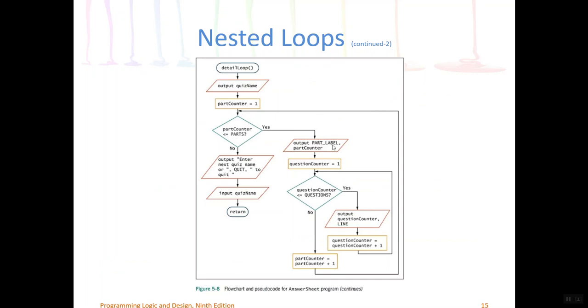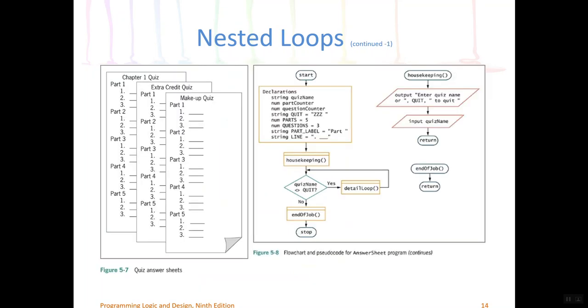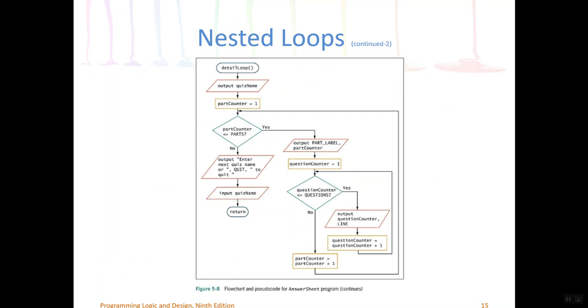It outputs a part label. It starts a question counter at 1, and then we have this inner loop that as long as a question counter that starts as 1 is less than or equal to 3, questions is equal to 3, we're going to loop through and print out the value of the counter, which incidentally is going to be 1, 2, or 3. That's giving us that numeric value 1, 2, and 3. And it's going to print out a line. That's giving us that nice line that the user would actually write their answer on.